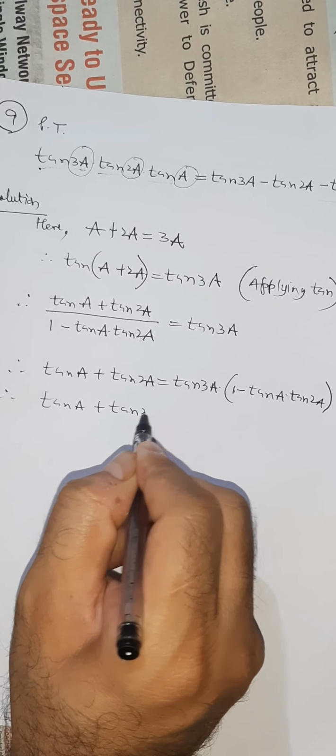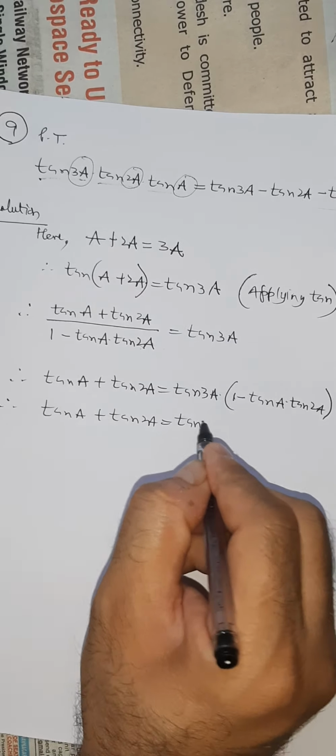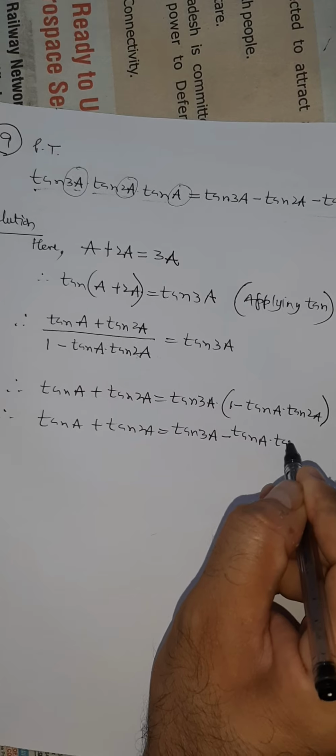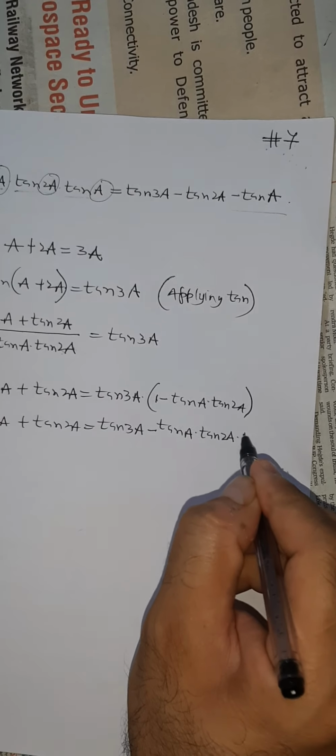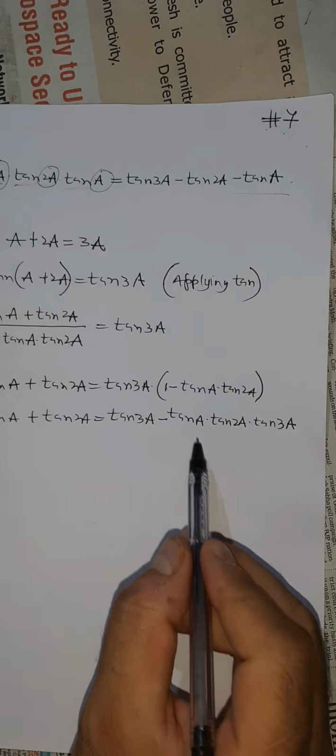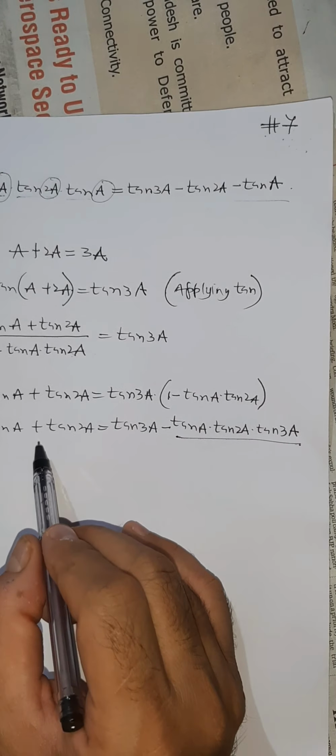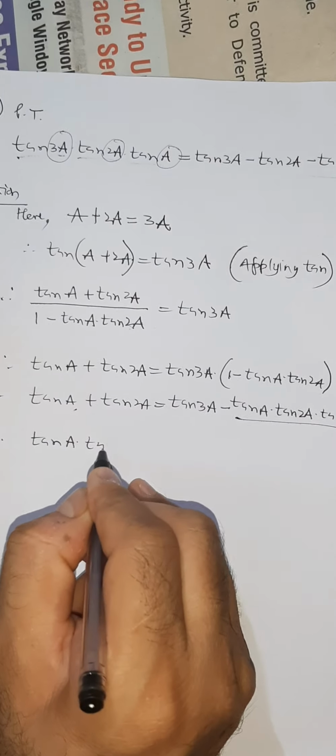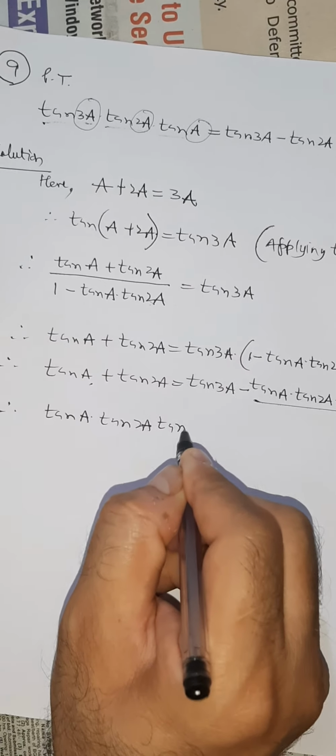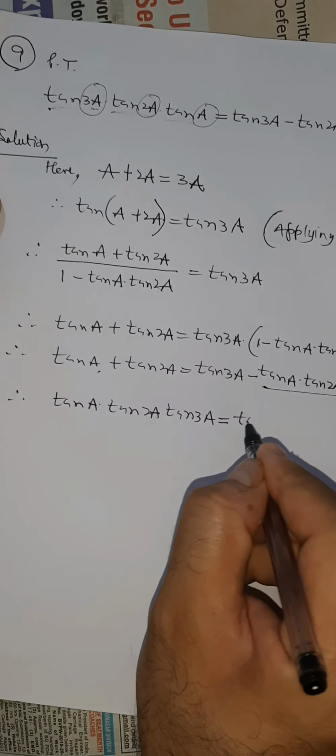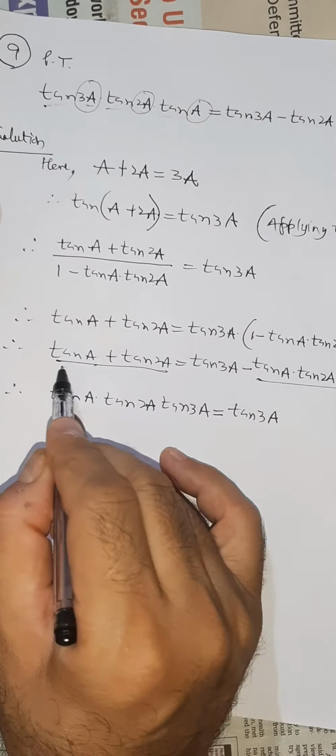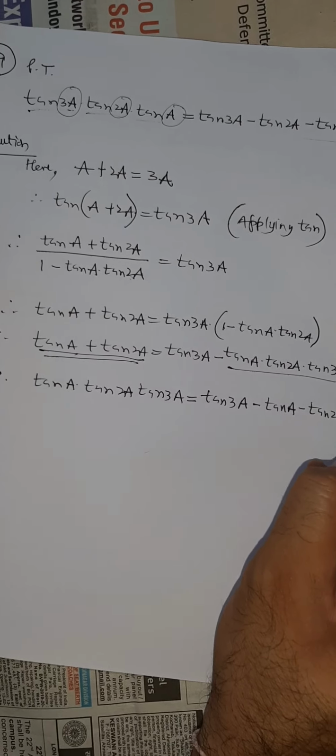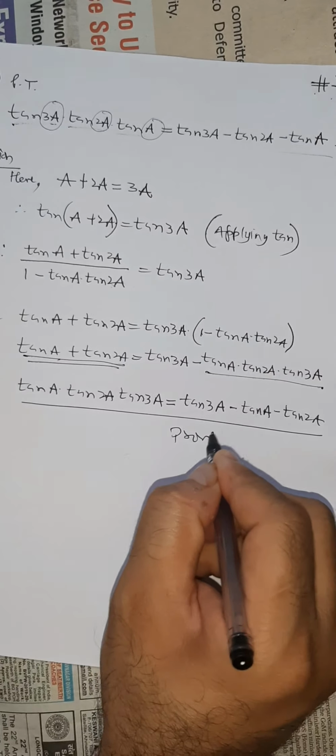This one, tan a plus tan 2a, equals, if I open the bracket here, tan 3a minus the product of these 3, tan a into tan 2a into tan 3a. Now I'll take this term on the left hand side and these 2 terms on the right hand side. So tan a into tan 2a into tan 3a equals tan 3a as it is, and these 2 terms I'll take on the right hand side, so minus tan a minus tan 2a. So that's what you want, the entire expression.